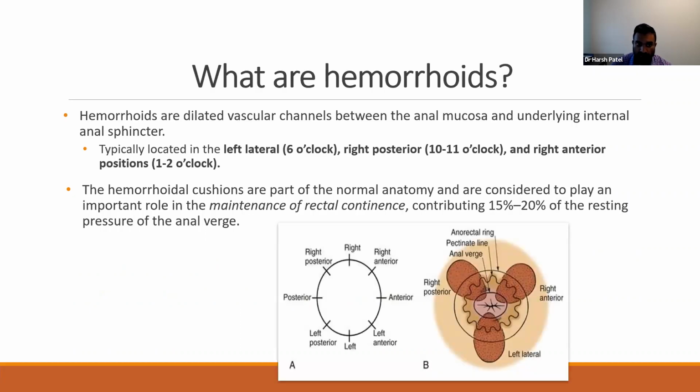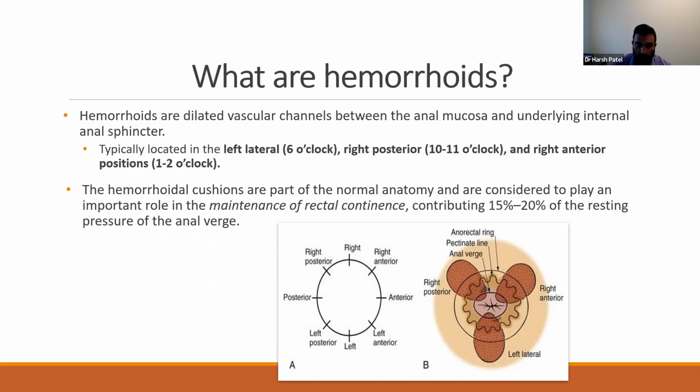Hemorrhoids are dilated vascular channels between the anal mucosa and underlying internal anal sphincter. So, just kind of briefly about anal anatomy, there's an image on the next screen that will help you visualize what exactly is going on in your rectum, specifically in the anus. As I mentioned, these are dilated vascular channels. The image on the bottom here gives you an idea of where the hemorrhoid channels are located.